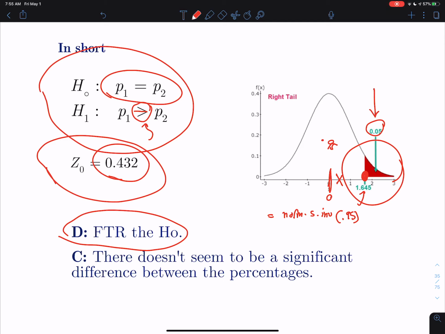evidence to reject it. Okay, and that will be my lecture on the hypothesis testing procedure for two proportions.